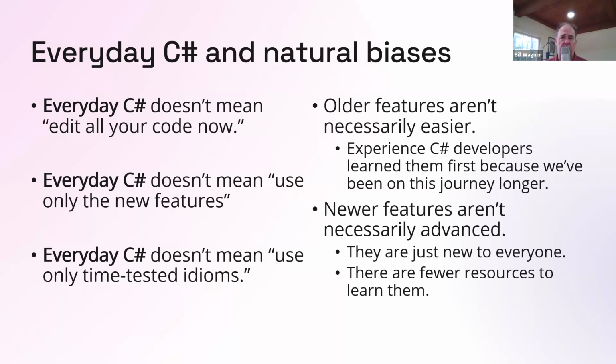So these newer features aren't necessarily advanced, right? We have this tendency to think, because I learned C# 1.0 first and learned this later, it's more advanced. So that's the other natural bias we want to kind of slide away from.